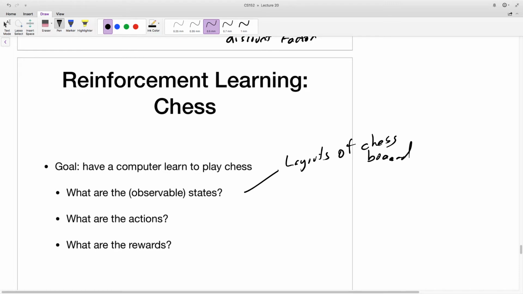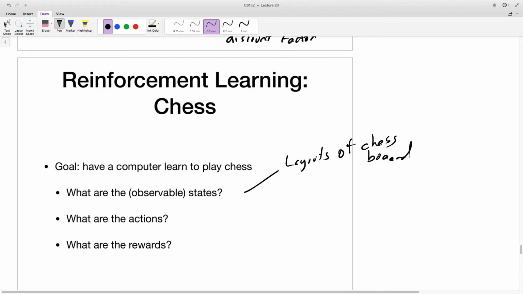You take a chessboard and you take a snapshot of it, and that's the observable state, right? That's bounded by, for each of 64 squares, it can be one of white queen, white king, white bishop, white rook, white pawn, black king, black queen, and so on. And those are possible states.